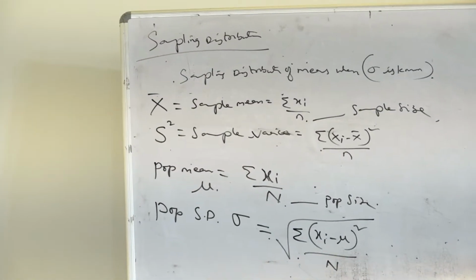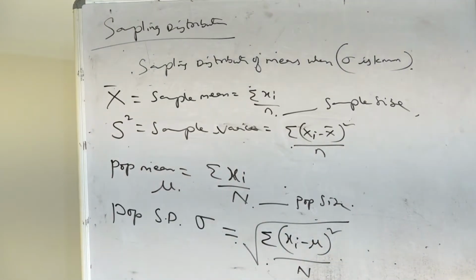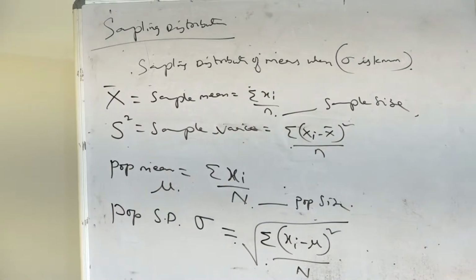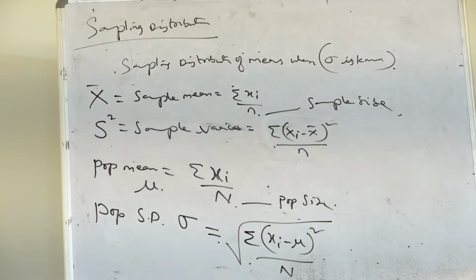Population standard deviation. Sample mean denoted with x bar, sample proportion denoted with p bar, like that you will have. Sample mean x bar, sample variance s square, sample standard deviation s, population mean mu, population standard deviation sigma, population variance sigma square. Variance is the sum of the squares of the deviations about its mean. If we are talking about sample, its mean is sample mean. When we are talking about population, its mean is population mean. That's the reason I wrote two different things over there, xi minus x bar, xi minus mu.